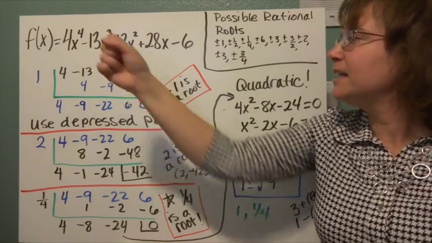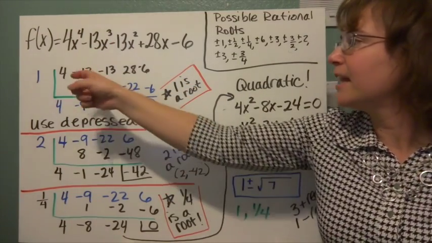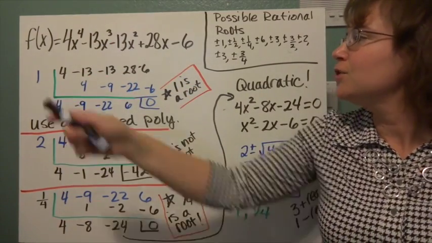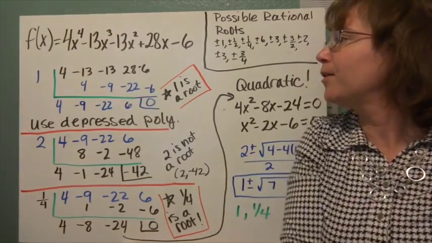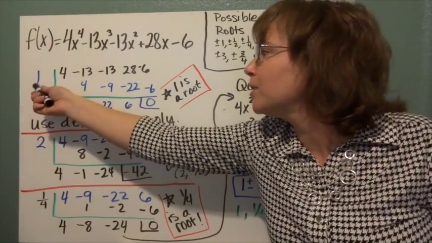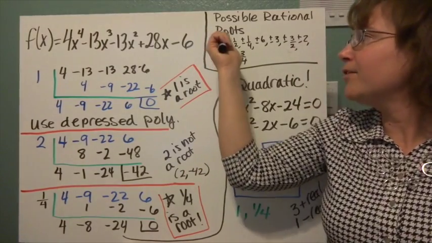And when I'm looking to see if something is a root or a factor of it, I can go ahead and use synthetic division. So I've written the coefficients of my polynomial up top. And this is the root I'm going to try, this 1. Now I can try positive or negative 1.